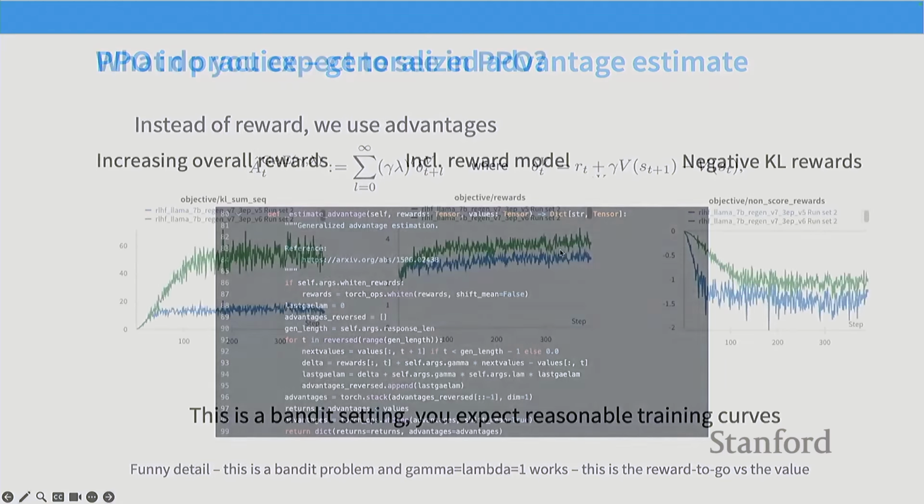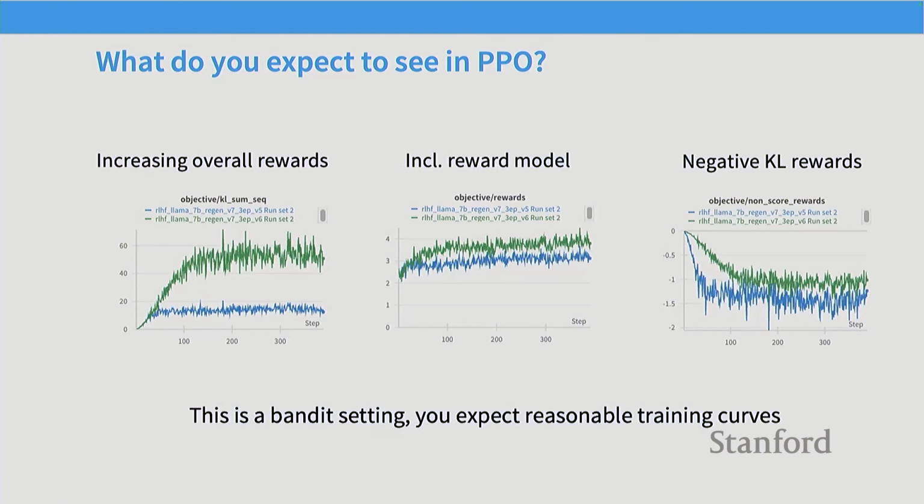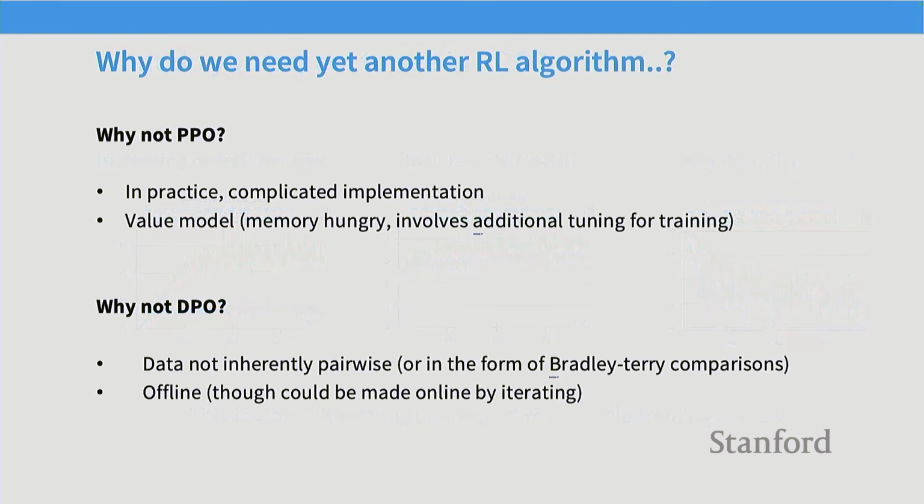And so the point of making you go through this was that a lot of the implementation details for PPO are both simple, in that it is just an outer loop RL, you just take gradients, and also kind of annoying, right? You have to do all these clipping things. You have to think about what you're going to do with the generalized advantage estimate, and what you're going to do to train the value estimate. But you expect to see overall increasing rewards, including reward models, and the negative KL rewards kind of go down. This is, once again, a contextual bandit. So you expect to see pretty reasonable training curves, not like crazy RL ones.